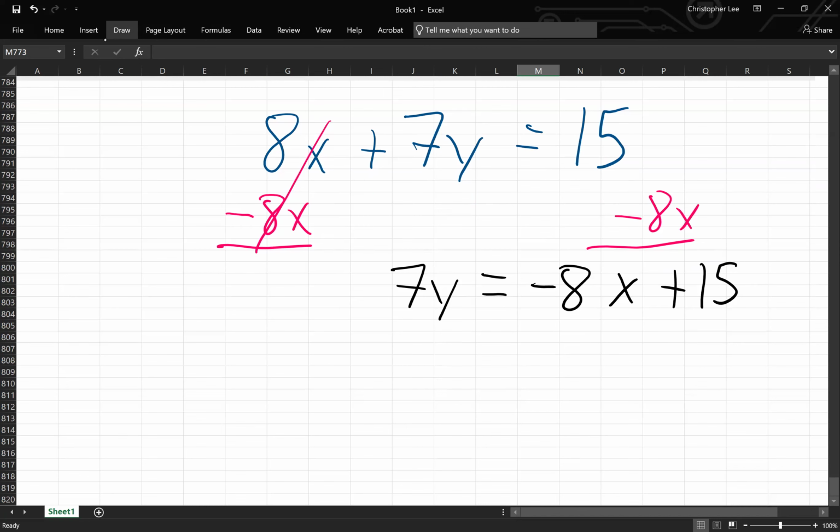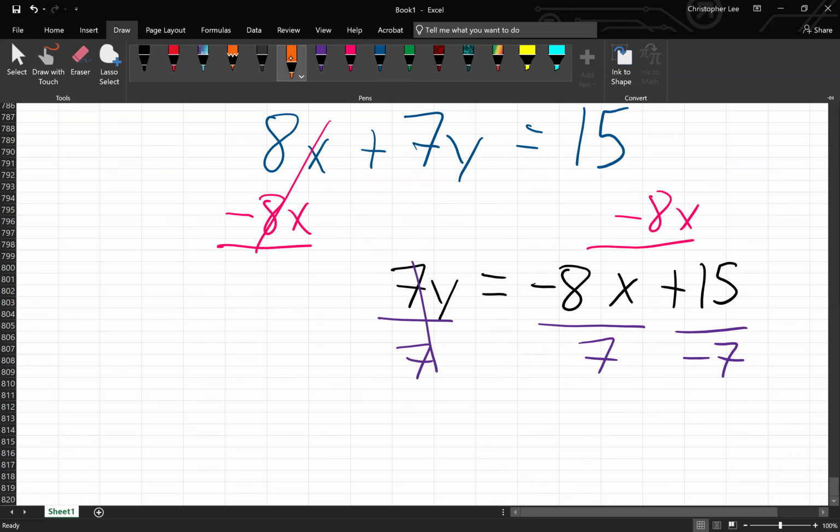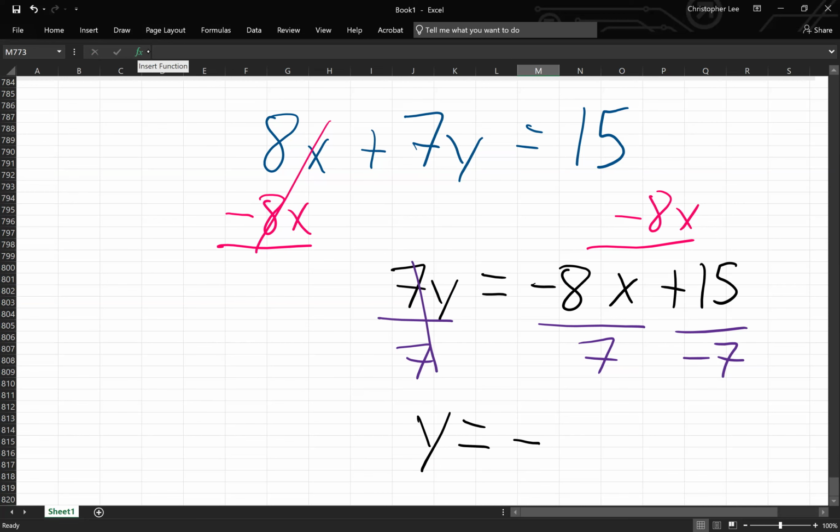Divide by 7. That's it. What you do to one side, you do to the other. You could either put it all under 1/7, or you could divide each term by it. In this case, I'm dividing each term by it. So final answer, what do I have? I have y is equal to negative 8/7 x minus 15/7.